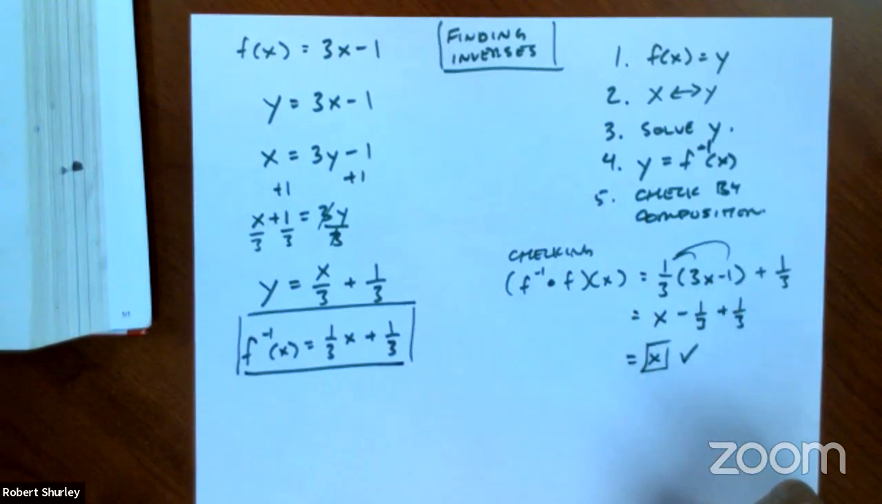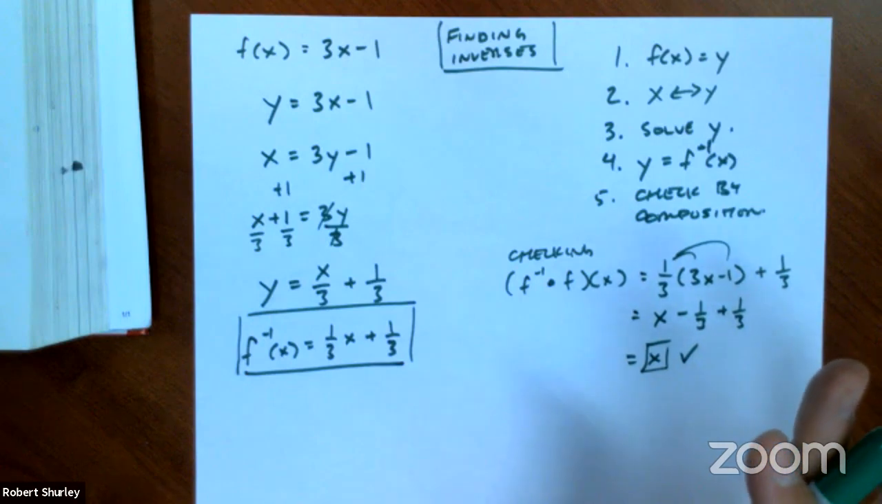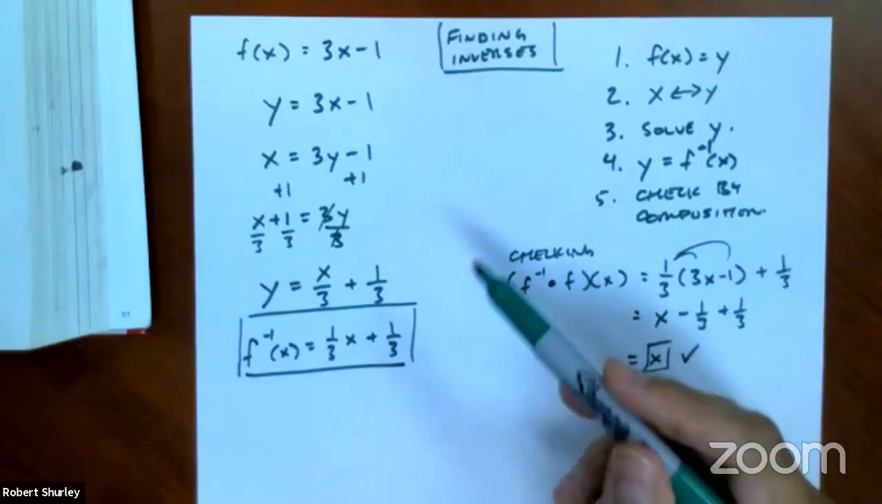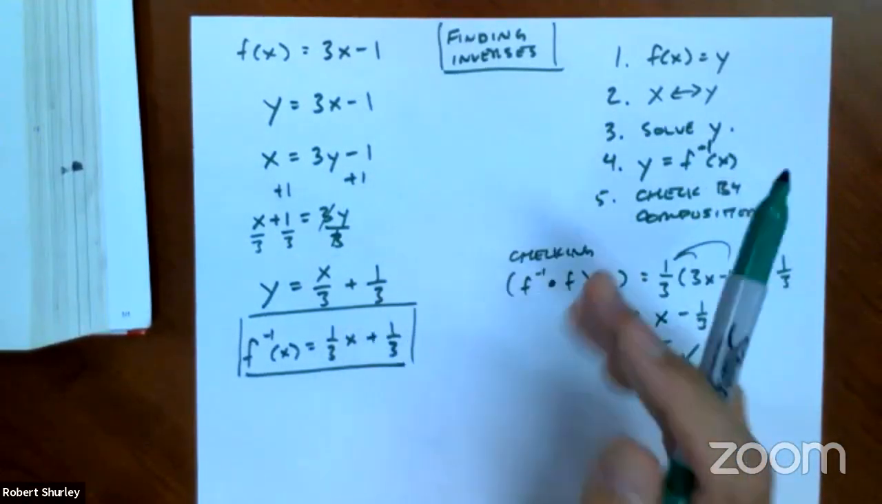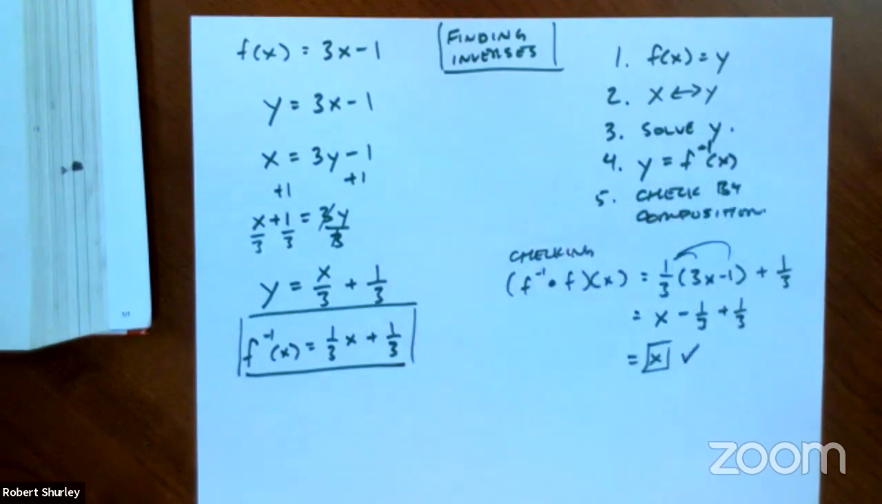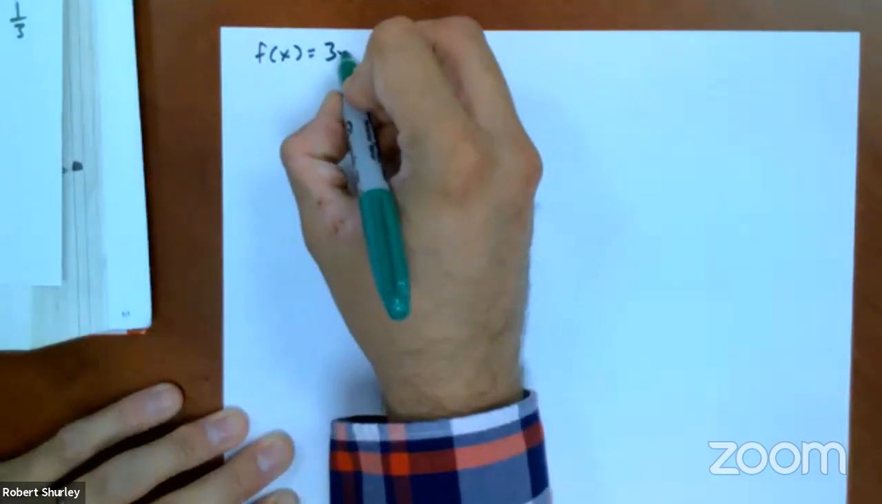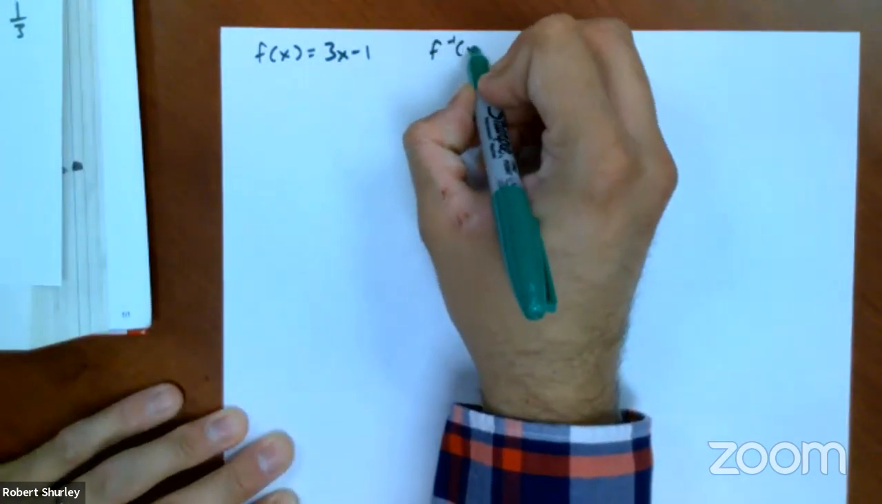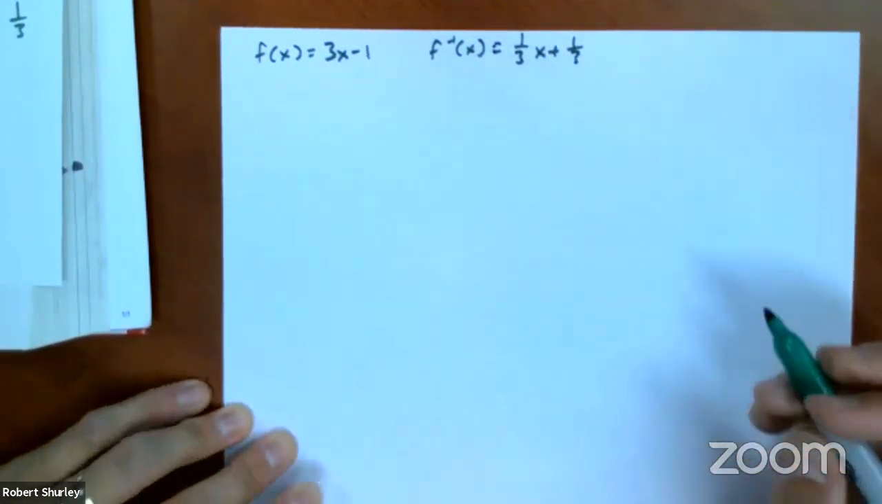Questions out there in Zoom land? Okay, I want to graph this. We're going to come back and do more examples of this, okay? But I want to graph these two to show you what's kind of neat about inverses on a graph. So remember, this function was f of x equals 3x minus 1, and the inverse was 1/3 x plus 1/3. So I'm going to graph both of these.